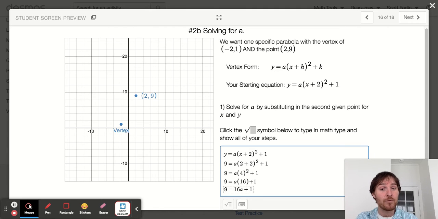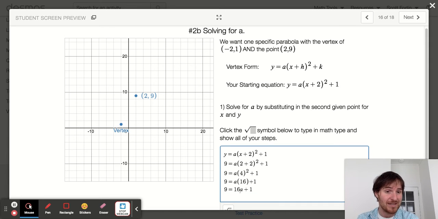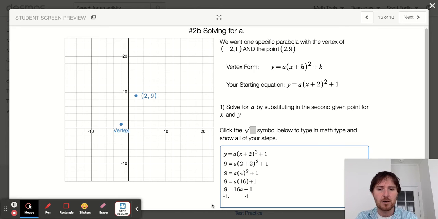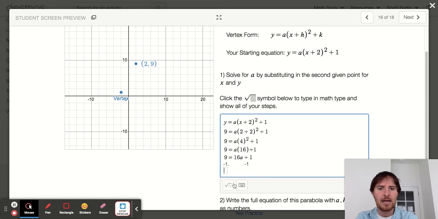Okay, subtract 1 from both sides because we want to start simplifying away from the a. We don't want to deal with the 16 yet. That's right next to the a. This is away from the a. This is just noise. This is a distraction. Let's get rid of that plus 1. So I'll do minus 1 from that side, and I'll do minus 1 from this side, okay? And I'm going to get 8 equals 16a.